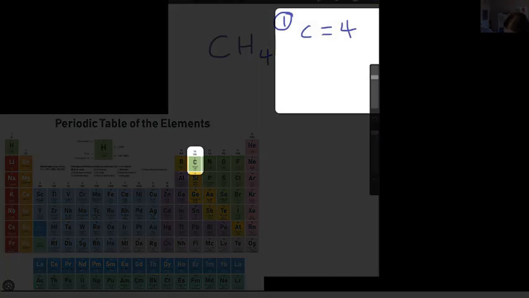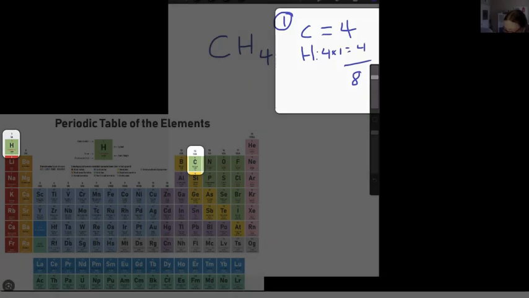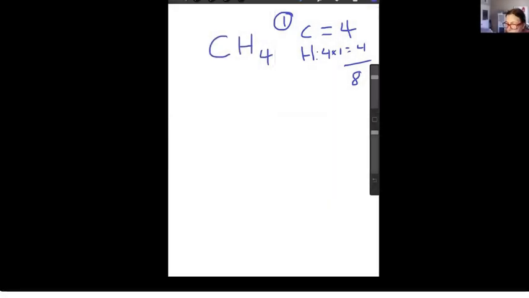Remember, when I say 4th column, I'm only counting the main groups or the main columns of the periodic table. I'm not counting the transition metal columns. H has 1, but there's 4 of them. And so that totals out to 8 valence electrons. So that was step 1.